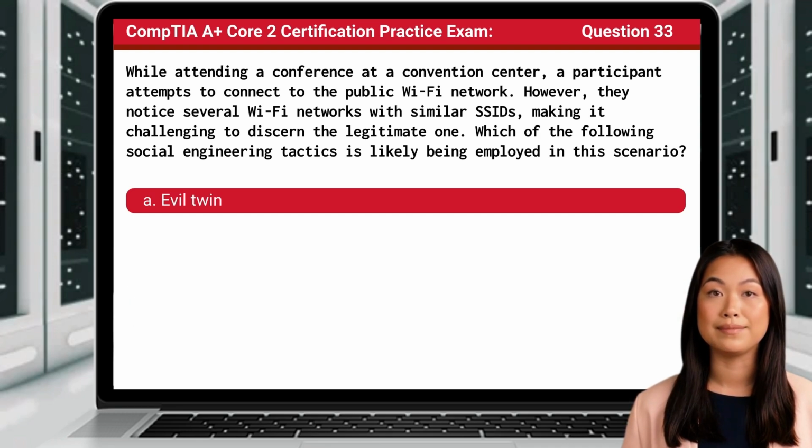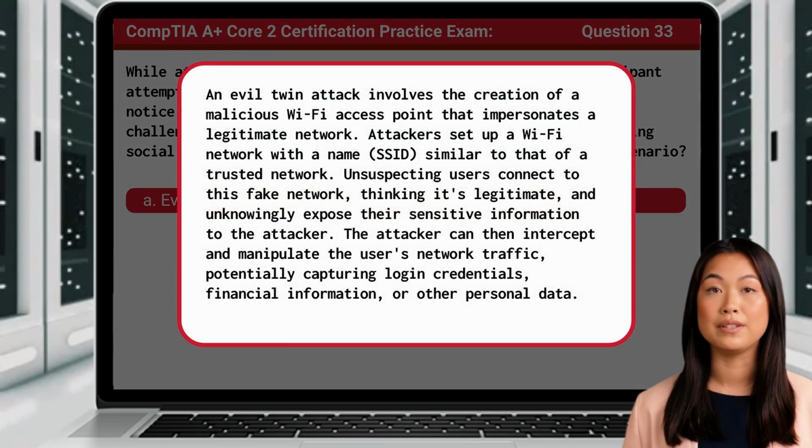The answer is A. Evil twin. An evil twin attack involves the creation of a malicious Wi-Fi access point that impersonates a legitimate network. Attackers set up a Wi-Fi network with a name similar to that of a trusted network. Unsuspecting users connect to this fake network, thinking it's legitimate, and unknowingly expose their sensitive information to the attacker. The attacker can then intercept and manipulate the user's network traffic, potentially capturing login credentials, financial information, or other personal data.